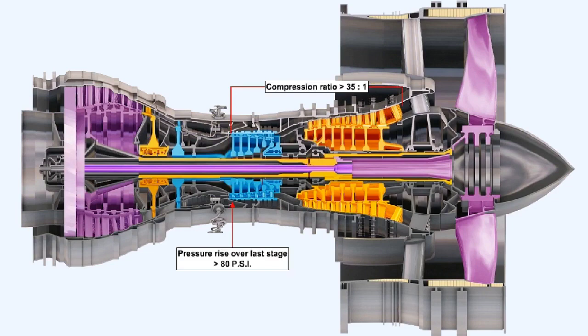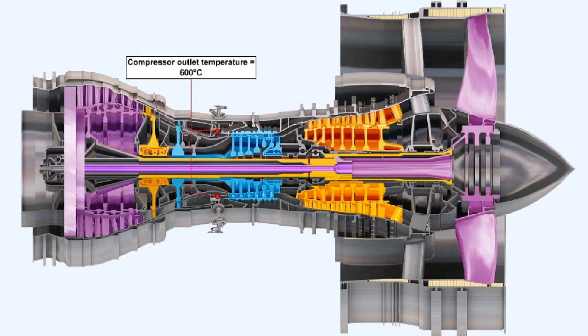So effective is this method of compression that in an engine like the Rolls-Royce Trent, compression ratios in excess of 35 to 1 can be attained. In this engine, the pressure rise over the last stage may be greater than 80 pounds per square inch. The high pressures generated can result in compressor outlet temperatures of up to 600 degrees Celsius.